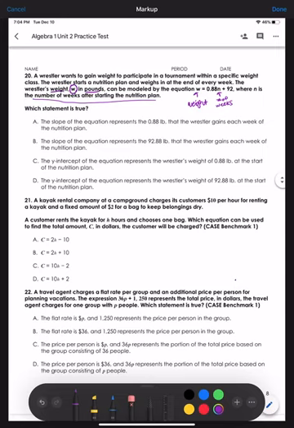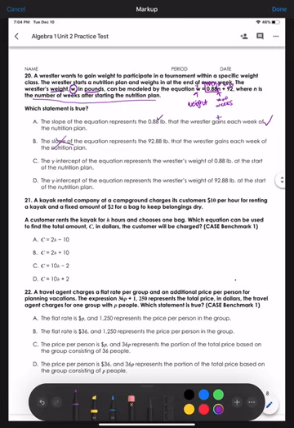So let's see. The slope of the equation represents the 0.88 pounds. If we think of this as y equals mx plus b, the 0.88 is the slope. So the slope is the 0.88 pounds that the wrestler gains each week of the nutrition plan. That would make sense based on my initial thought. But I'm going to keep reading. The slope of the equation represents the 92.88 pounds. Okay, this cannot be slope because it's not 92 times something. This seems to be my intercept. So this cannot be right.